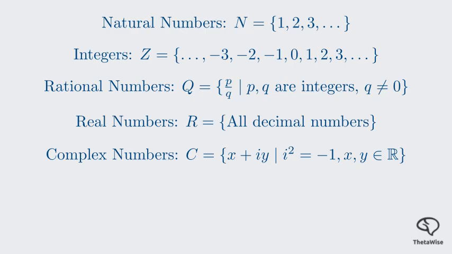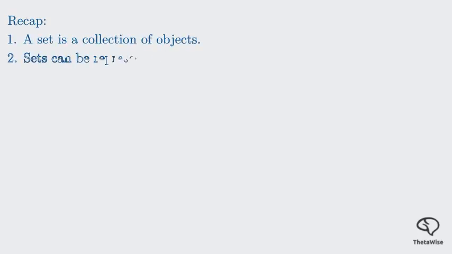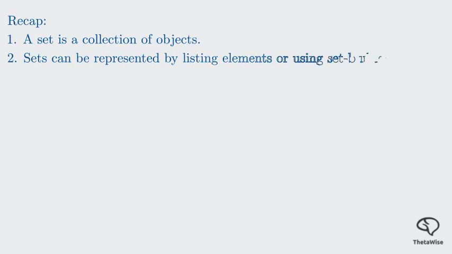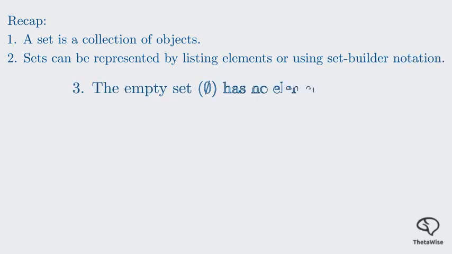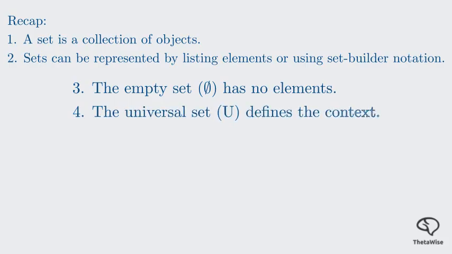Let's quickly recap what we've learned today. We started by defining a set as a collection of objects and learned two ways to represent them: set builder notation and listing elements. We then discussed the empty set, which has no elements, and the universal set, which defines the context for our sets.